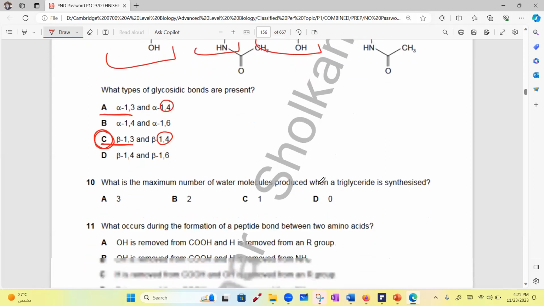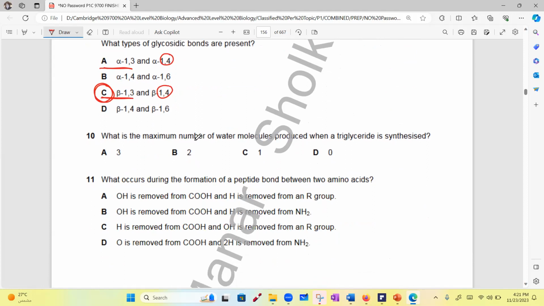Any questions? What is the maximum number of water molecules produced when a triglyceride is synthesized? Now, this is so easy. How many water molecules are made? 3. Okay, how many of you got that?